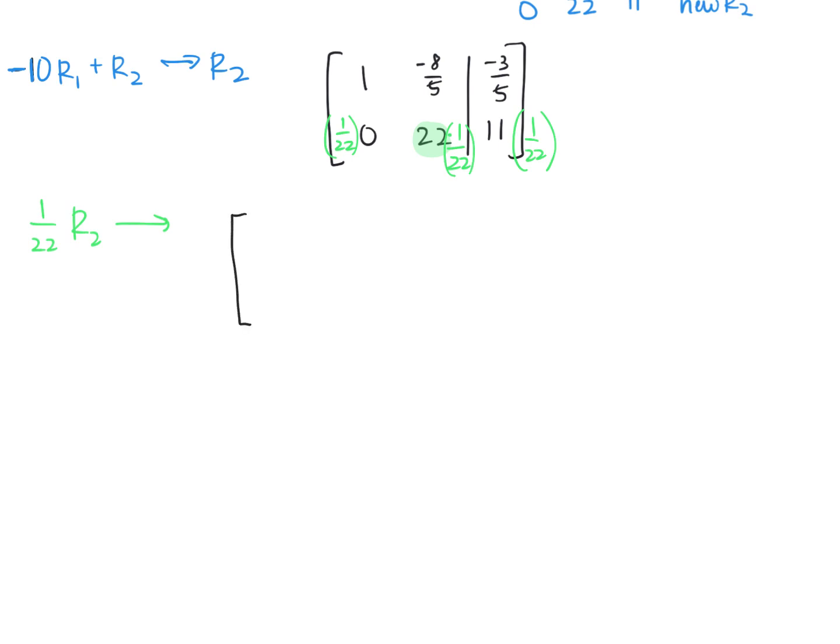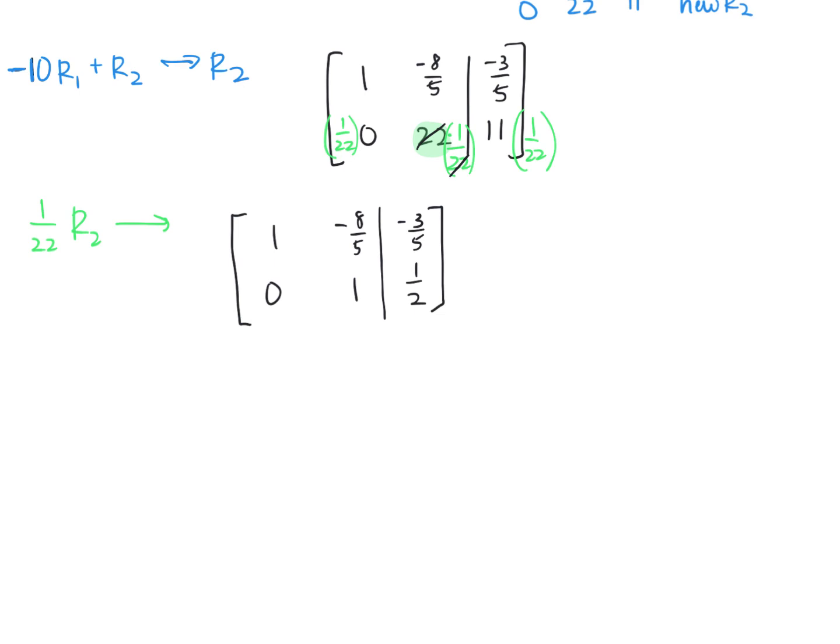We're not messing with row 1 right now, so I'm just going to bring it down. When we multiply 0 times anything, it's 0. 22 times 1/22 is just 1. And then we have 11/22, which is actually just 1/2. Now my last thing. Remember, I'm trying to make what's on the left, the coefficient matrix, be an identity matrix.